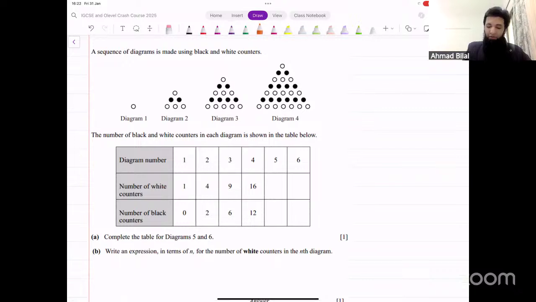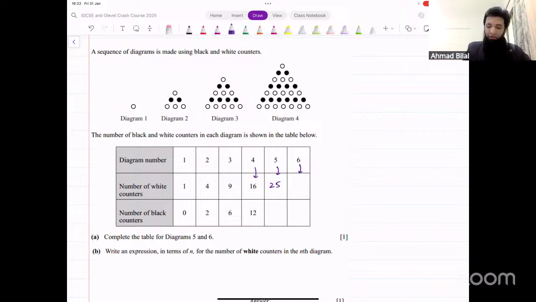Now, how can you do that? We don't have the diagram given, so it's not something that we can count, but we can spot the pattern from this table itself. So we have 1, 4, 9, 16. Do these numbers look familiar? These are square numbers, right? 1 squared is 1, 2 squared is 4, 3 squared is 9, 4 squared is 16. So the next number therefore should be 5 squared, which is 25.